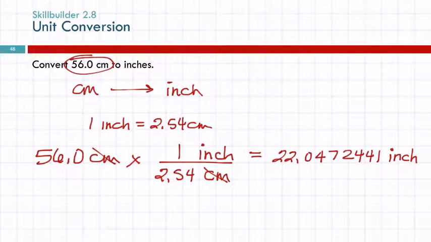Does it make sense? Well, 56 centimeters, you might have, it's like, well, I don't know. Well, a meter is 100 centimeters. So this is roughly half of a meter, half of a yard, 22 inches. Yeah, when these go wrong, they go very badly wrong. Because what happens is you multiply by 2.54 instead of dividing.